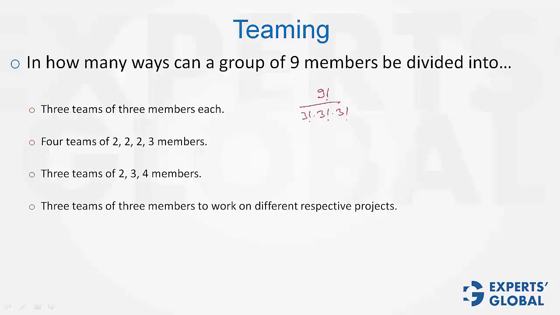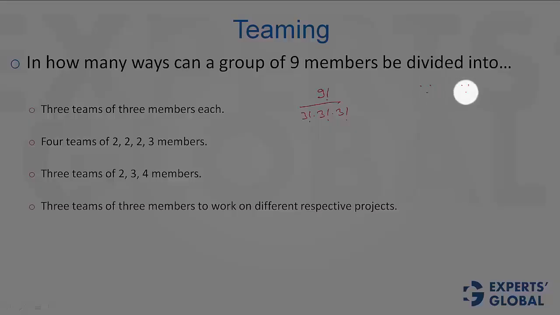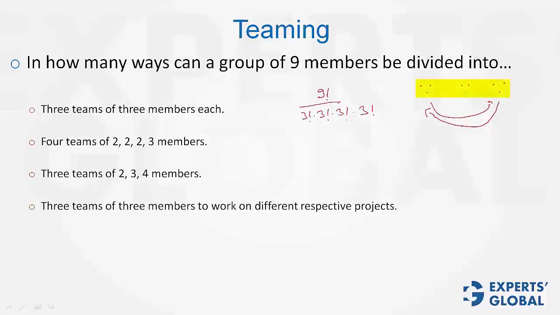But then imagine the 3 teams are identical. If these are the 3 teams, if these 3 friends come here and these 3 friends come here, it's not a new case. But in our calculations so far, the 2 have been taken as 2 different cases. So this entire answer should be divided by 3 factorial, because the 3 teams are not unique, as they are identical in size. They are the same.